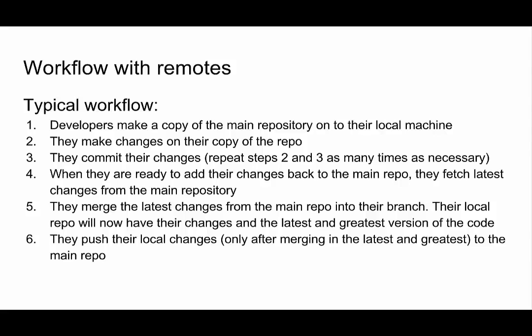So there's a typical workflow when coordinating with others on a repository. There's usually one machine that's set up to act as the main repository. It holds the latest and greatest version of everyone's code, and usually it's on the master branch of that repository. Then developers will make a copy of the main repository on their local machine. We call this a clone. Then they make changes to their copy of the repository, they commit their changes, and they repeat this over and over as long as necessary.